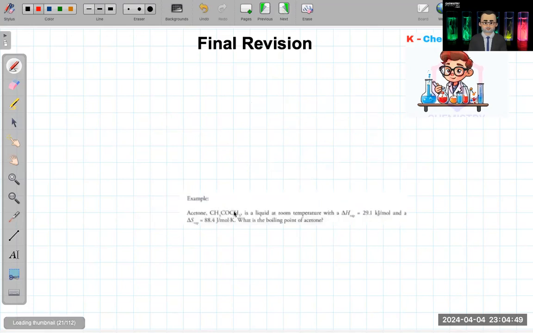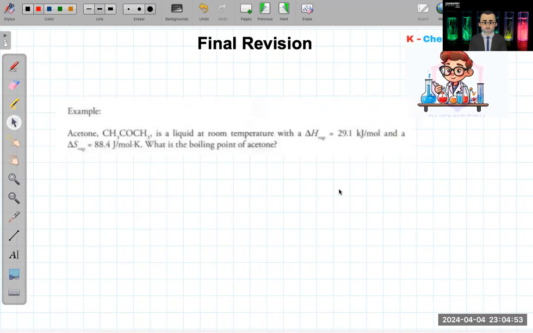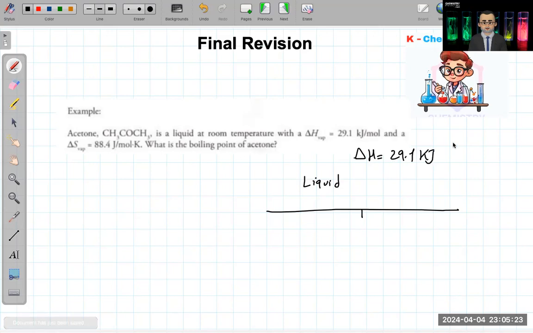Let's try to find an example. I have acetone, which is CH3COCH3. Is this the acetone that I use to remove fingernail polish? Yes, it is the same one. This is a ketone. It is a liquid at room temperature, which means at 25 degrees it is liquid. And what's the delta H of vaporization? Changing from what to what? From liquid to gas. So delta H is equal to 29.1 kilojoule per mole.